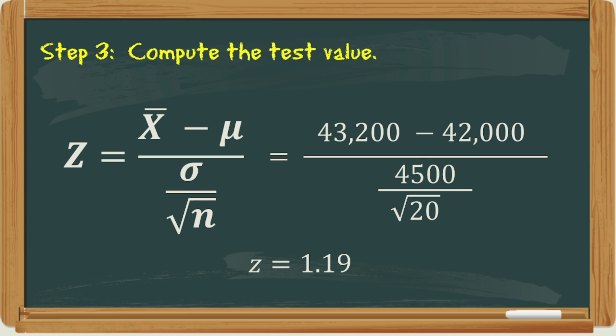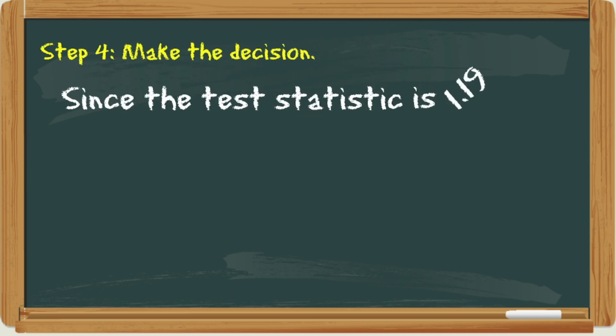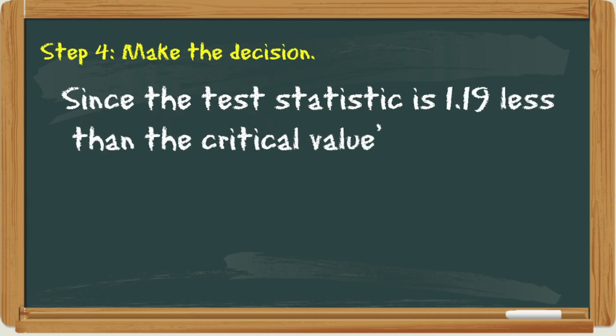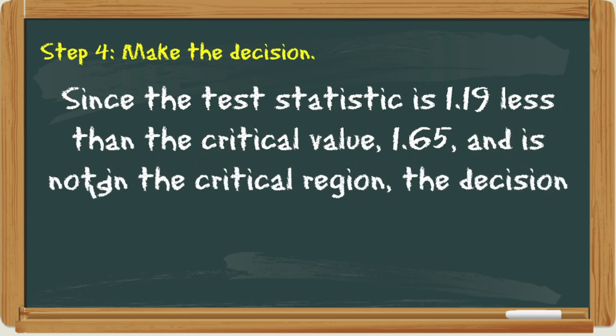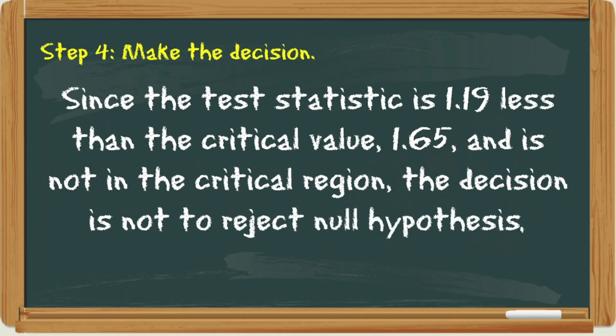Mangyayari ito ngayon, pag-compare natin yung sagot natin sa step 3, which is z equals 1.19, and also dun sa step 2, yung critical value natin. So, pag-compare natin yung dalawa, we'll proceed now with step number 4, which is make the decision. Since the test statistic sa step 3, 1.19, is less than the critical value sa step 2, which is 1.65, therefore, the decision is not to reject the null hypothesis. Therefore, accept the null hypothesis.